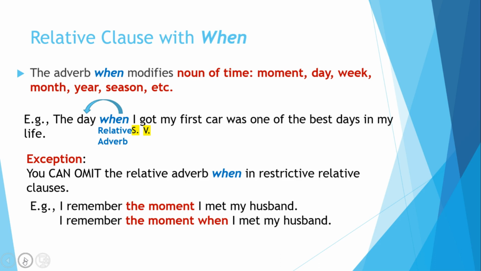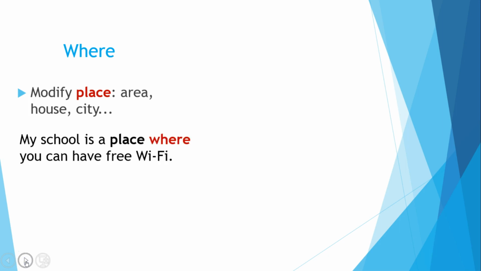Okay? So let's just move to the next slide to summarize everything we've been saying so far. Let's summarize when it comes to the adverb where in regards to relative clauses. We can modify place, such as area, house, city. And we can say my school is a place where you can have free Wi-Fi. So place is our noun of place. We're using the adverb where to modify that noun. And then we have you can have, typical subject-verb order in the English language.